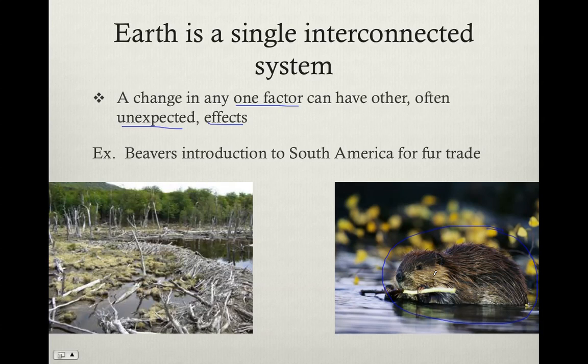And so you have this cute little beaver here. And a beaver is an ecosystem engineer, which is good for many ecosystems, but bad for other ecosystems. And so in South America and Patagonia area, it was bad for ecosystems. Those ecosystems aren't made for beavers. And so what happened is just tons of detrimental, degrading effects and stresses on Patagonian ecosystems and such. And so one factor, the beaver, can have large unexpected effects.